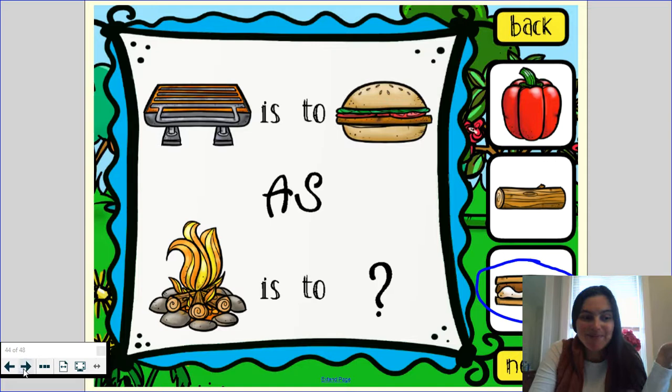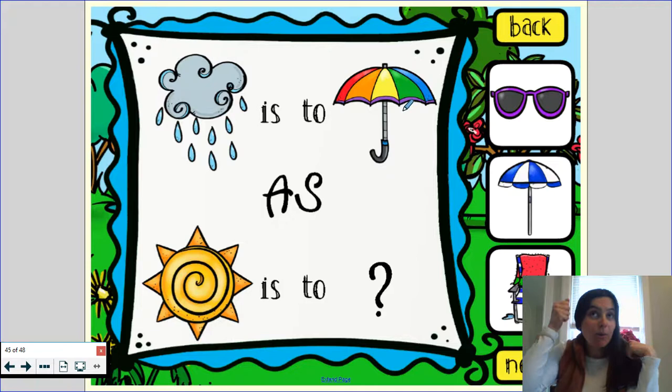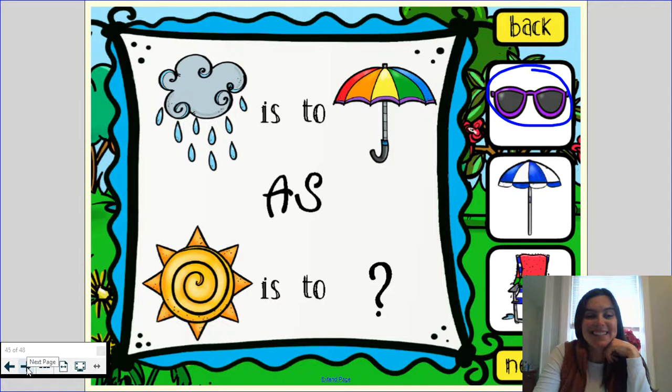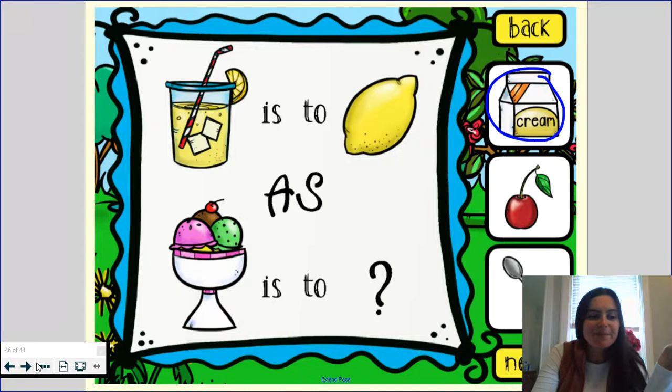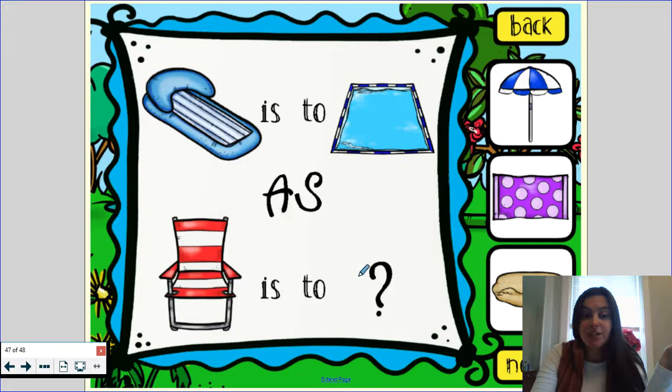Rain is to umbrella. Okay, so we use the umbrella when it's raining. As sun is to, what helps us when it's sunny? Sunglasses. Lemonade is to lemons. Okay, so we use lemons to make lemonade. As ice cream is to what? What do we use to make ice cream? Oh, cream. Float is to pool. As chair is to, okay, so we use a float in the pool. Where do we use a beach chair? Oh, the sandy beach.